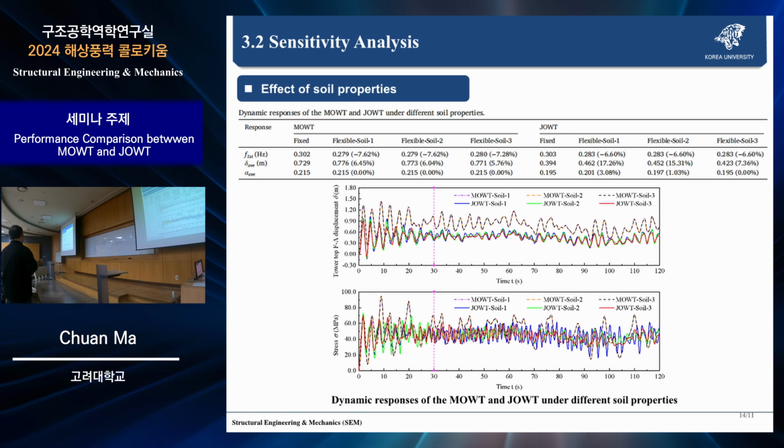But we need to note that although the jacket of the wind turbine is sensitive to the variation of the soil property, the total displacement and the stress, the maximum amplitude, is still lower than the monopile of the wind turbine.